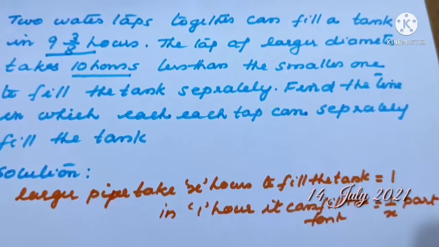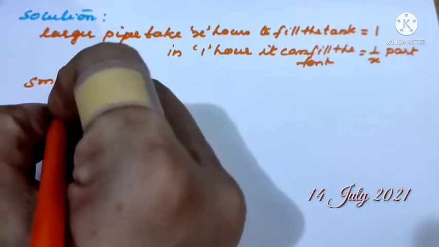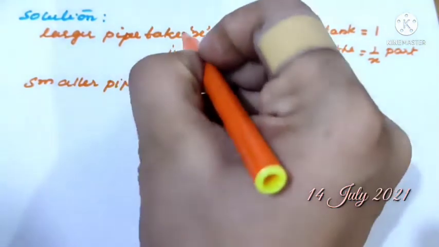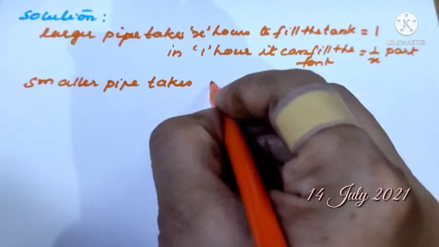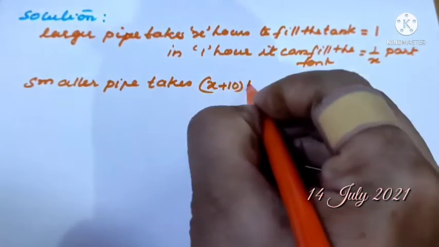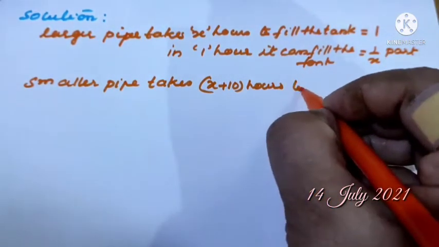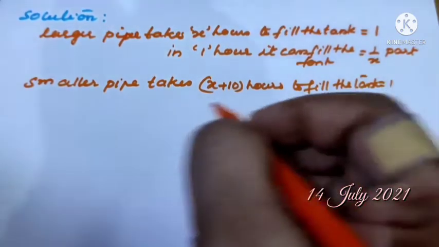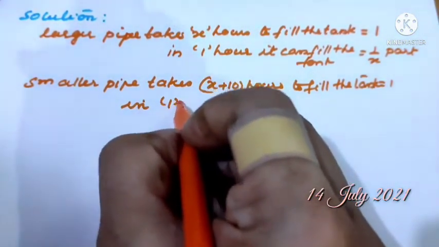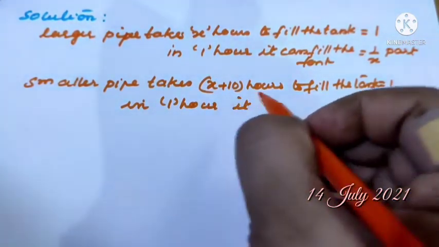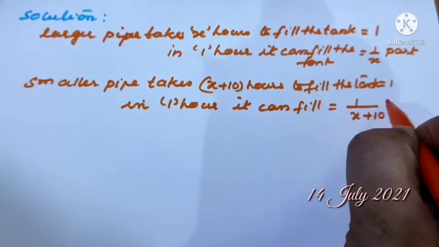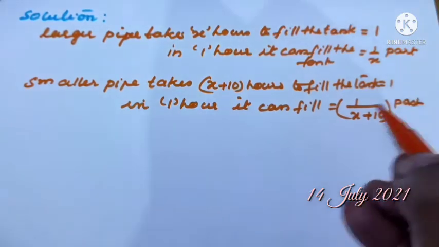It is more than 10 will be taken. So I will write here smaller pipe takes x plus 10 hours, or y also we can use to fill the tank equal to 1. So in 1 hour it can fill 1 by x plus 10th part of the tank, right?